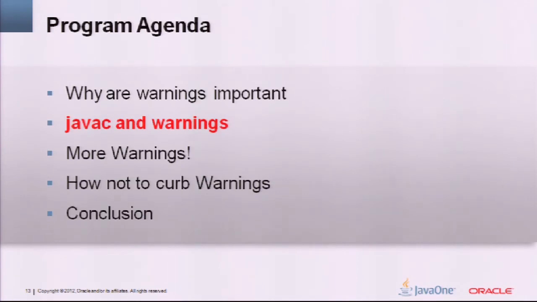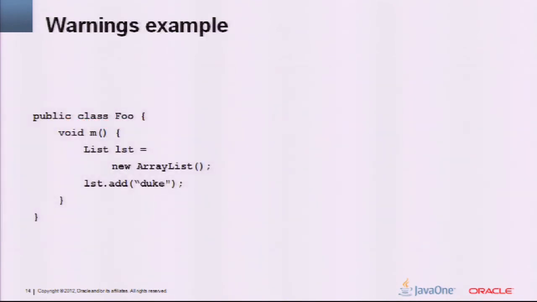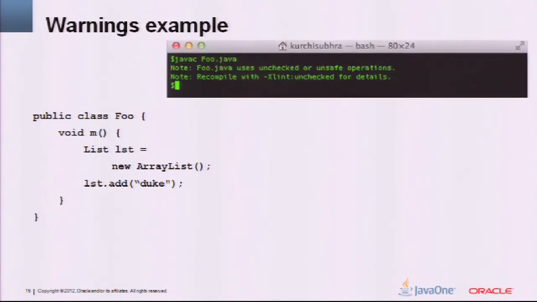So moving on, just to give you an idea about how you get to know about warnings, say you have a simple code snippet where I have a class Foo with a method m, which declares a list lst, and it assigns a new ArrayList to it, and then it adds a simple string to it. If you run Javac on this, the compiler is going to tell you that, hey, something unsafe is going on over here. Why don't you check with some compiler flag, -Xlint:unchecked?